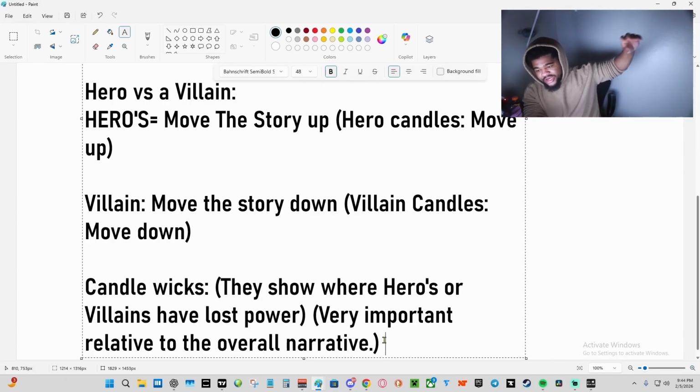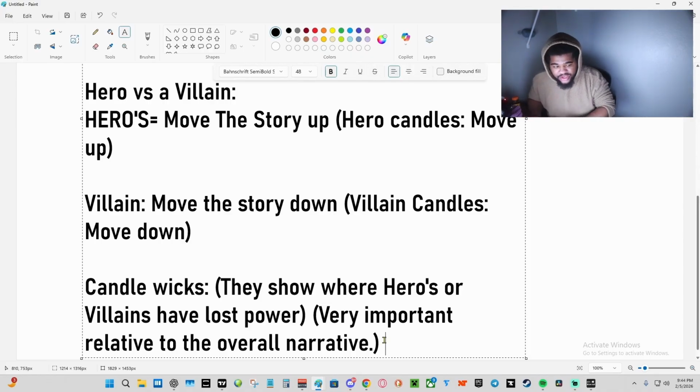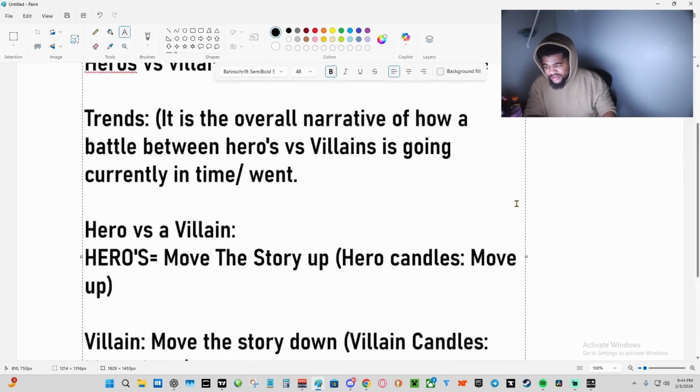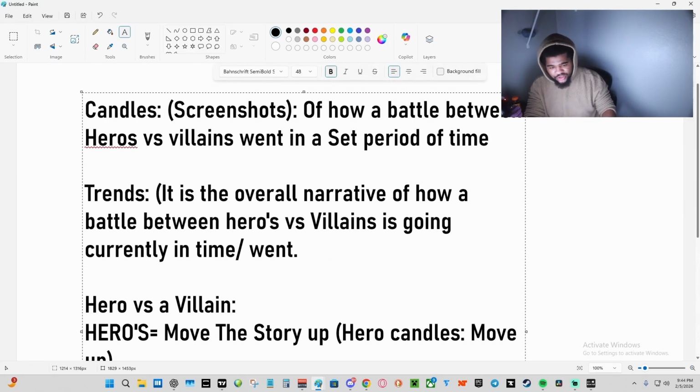And the reason this is important, and you can write this down as well, is because we want to know the narrative to decide if we're either going to wait and trade with the narrative or if we're going to look to take a side quest counter to the narrative, right? And we can only do that through the wicks, because the wicks show us who either lost power or who has power in the storyline. You feel me? So that's why it's very important relative to the overall narrative, okay? Hopefully that makes sense. I think those were all the things we talked about.